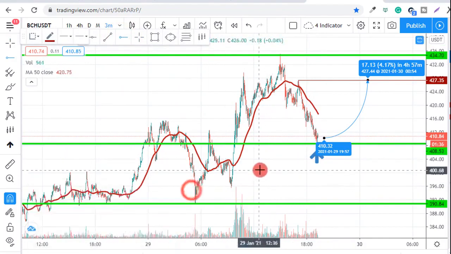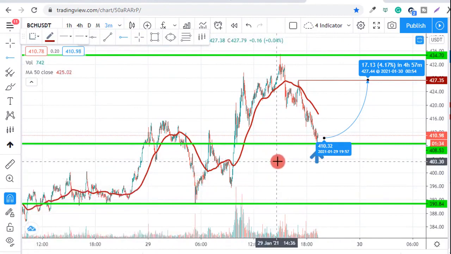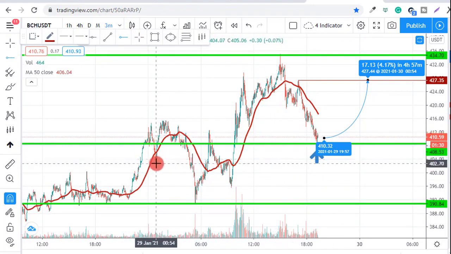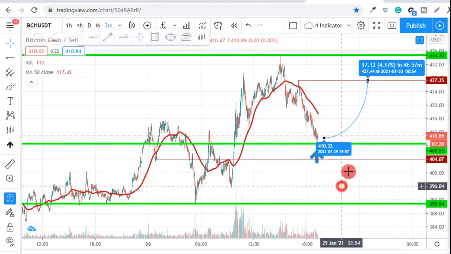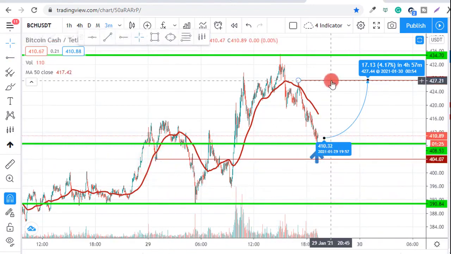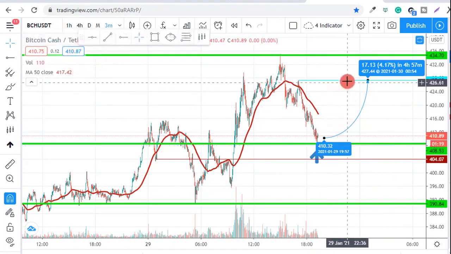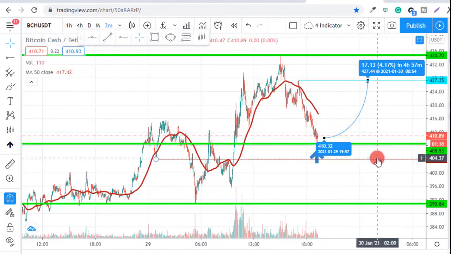I usually set tight stop loss, do you understand, in case markets start falling. So my stop loss will be around here. I'm choosing this low as my stop loss. So my take profit, let me change the color to blue. So I want to take profit here or have my stop loss here.